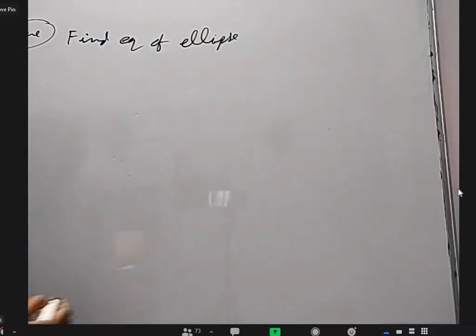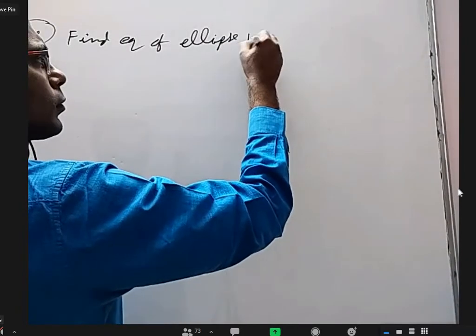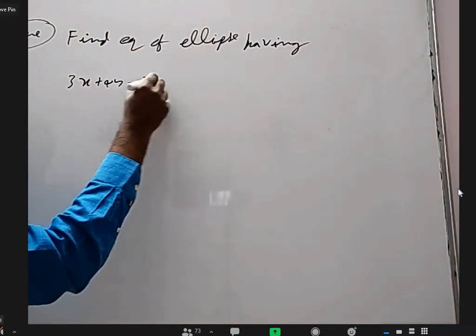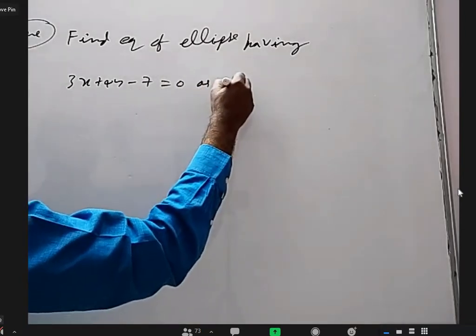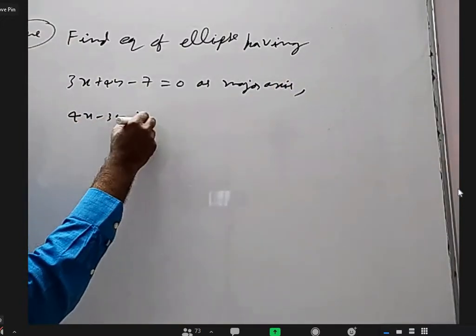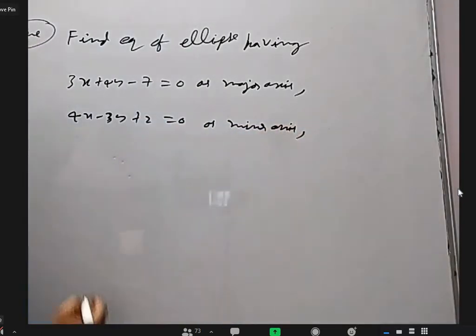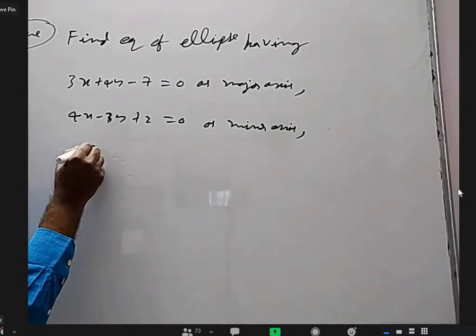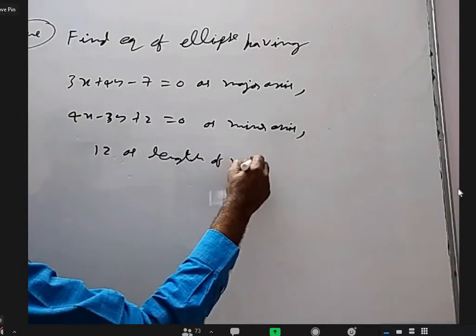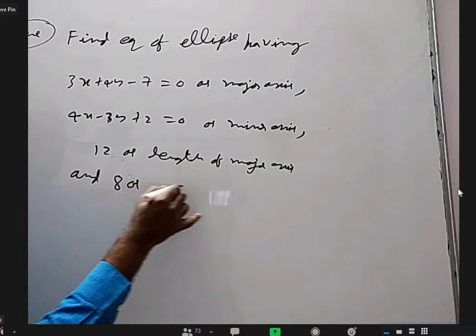Find the equation of the ellipse having 3x plus 4y minus 7 equal to 0 as major axis, 4x minus 3y plus 2 equal to 0 as minor axis, 12 as length of major axis, and 8 as length of minor axis.